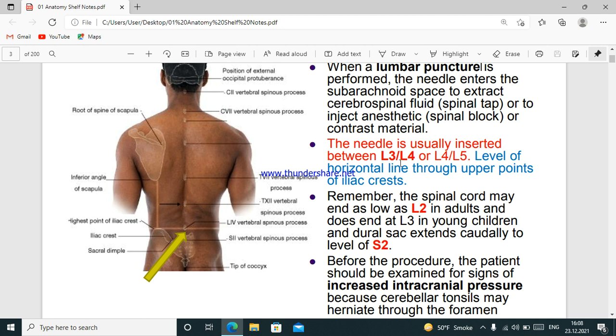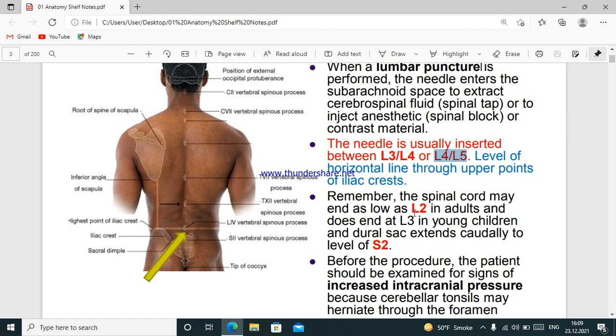So what is the exact location of the lumbar puncture where we can inject? The needle is usually inserted between L3 and L4 or L4 and L5. These two regions are the sites of lumbar puncture. The level is a horizontal line through the upper point of the iliac crest. This is the iliac crest, and we draw a horizontal line to the upper point of the iliac crest. Here we can do it, at L3-L4 and L4-L5.